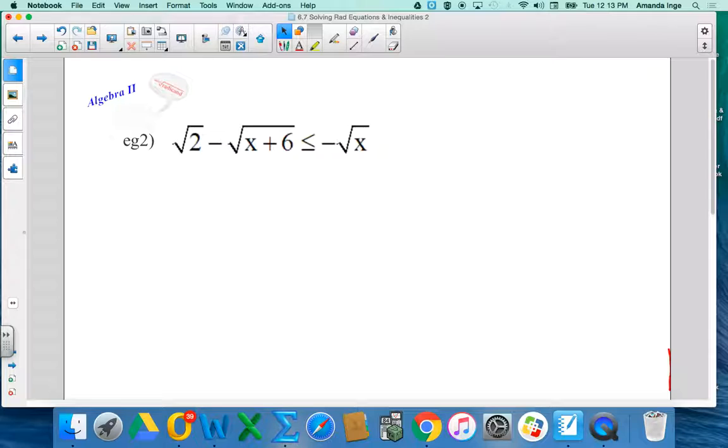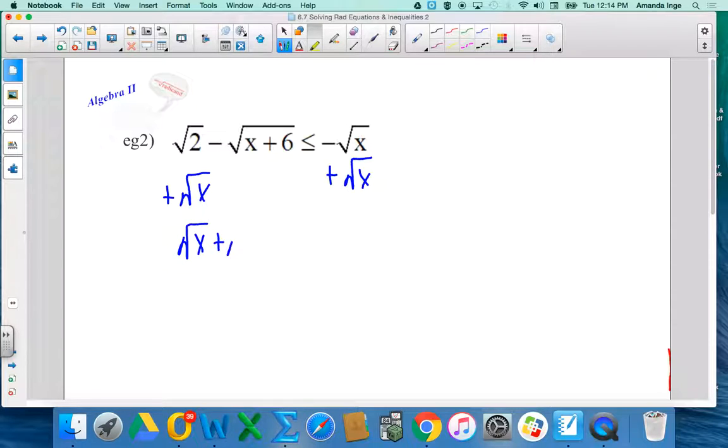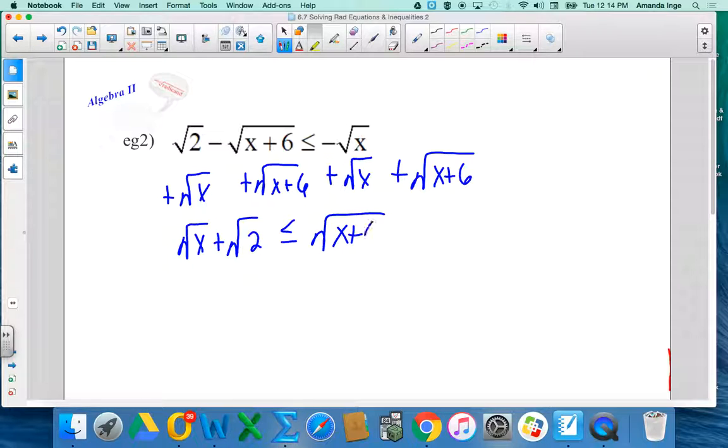Once again, you notice you have 2 radical signs with variables underneath them, one on one side of the equation and one on the other. Well, I don't particularly like working with negative radical signs, so I would move this radical sign to this side of the equation. You get the square root of x plus the square root of 2, and I would move this radical sign to this side of the equation. Everybody okay so far? Alright. So now I've got it the way I want it.